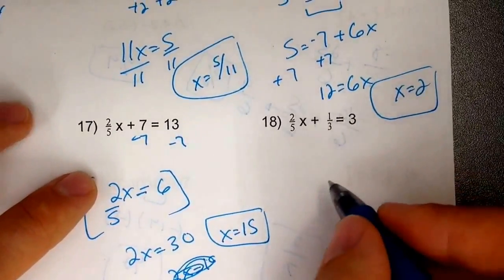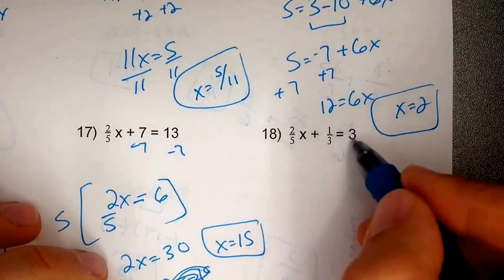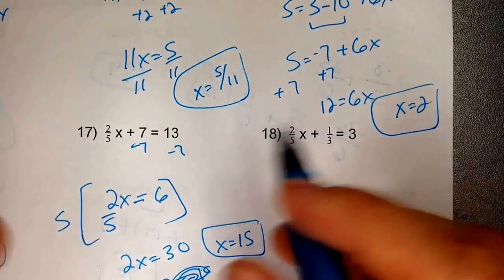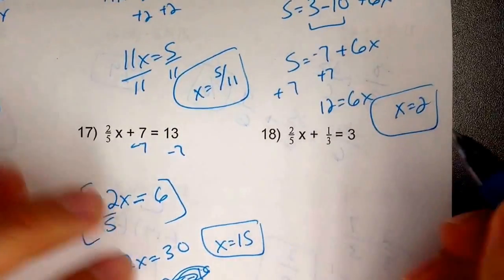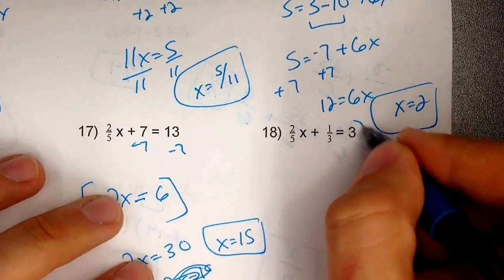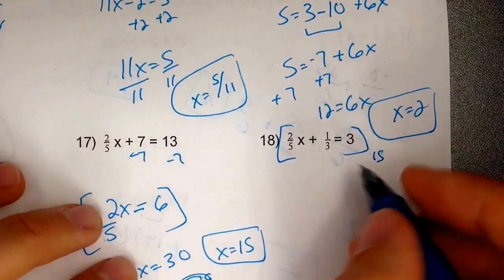On this one, I would clear the fraction first. The reason is, when you subtract this 1/3 to the other side, you're going to get a mixed number. You're going to get a fraction. You can do that and get 8 over 9 if you want to. I'm going to multiply the entire equation by 15 to clear my fraction right up front and not have to deal with it.